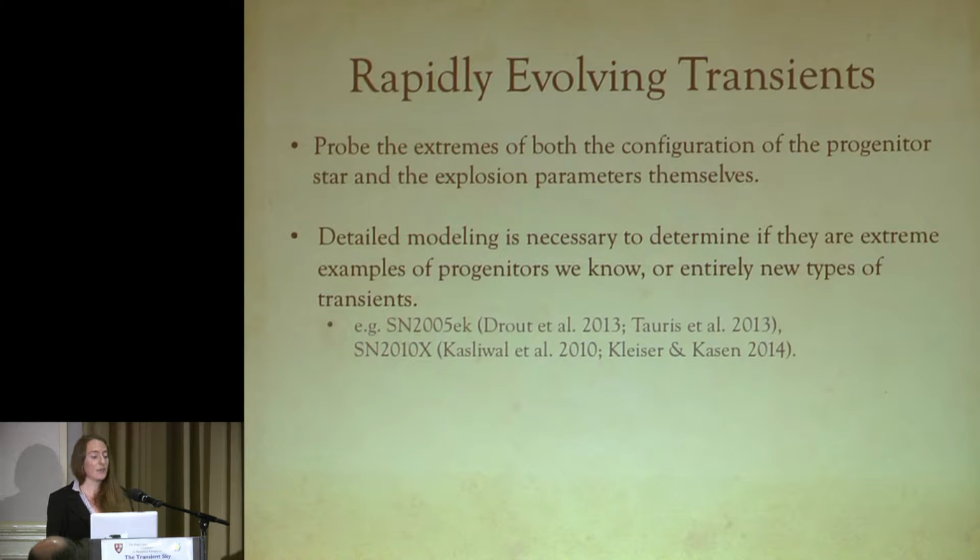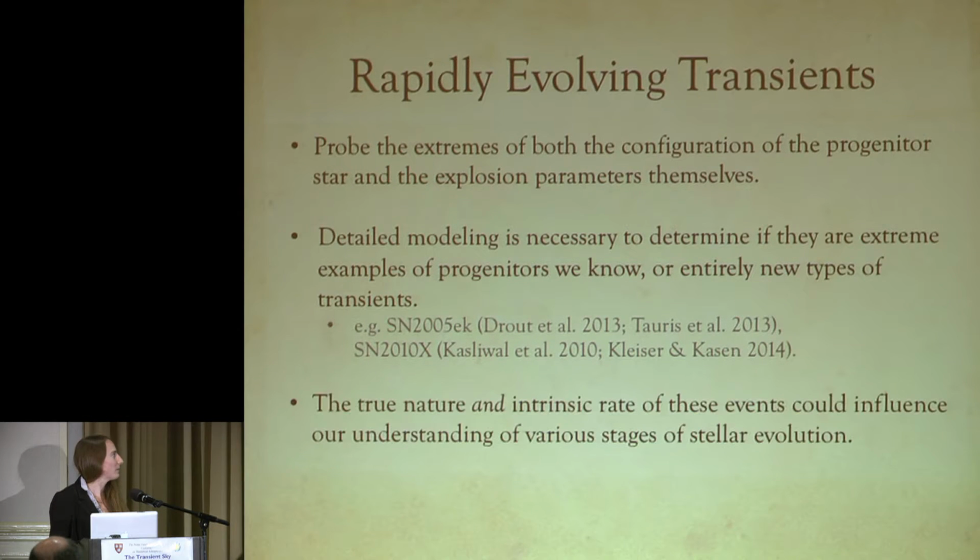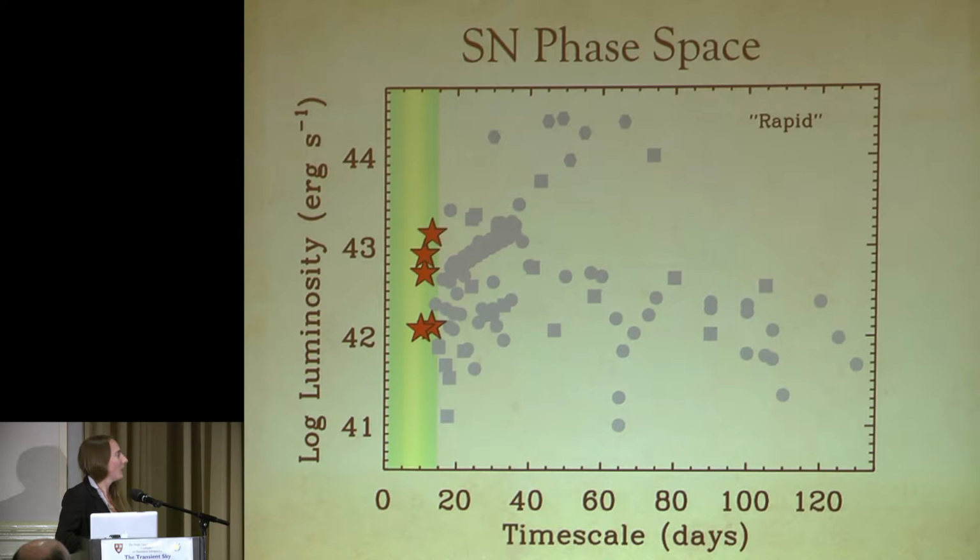But ideally, we want to move beyond single objects in this regard. We want to understand what the population is as a whole and what their rates are. That's because really understanding the true nature and intrinsic rate of these rapidly evolving transients can influence our understanding of various stages of stellar evolution. But to do that, we need to figure out how good we are at detecting them in the first place. And as it turns out, this has actually been very hard.